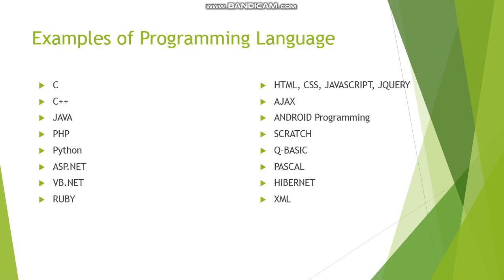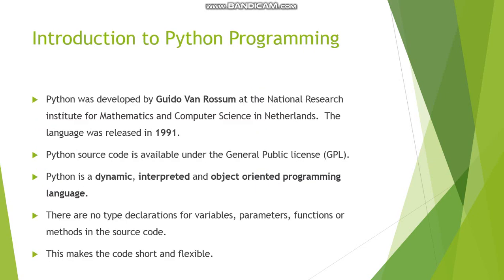Now we have different types of programming language examples, as I discussed earlier, like C, C++, Java, PHP, Python, ASP.NET, VB.NET, Ruby, HTML, Ajax, Android programming, Scratch, QBasic, Pascal, Hibernate, etc. So we have many different types of programming languages today, and you can select any one according to your choice. Now let's start with the Python programming introduction.